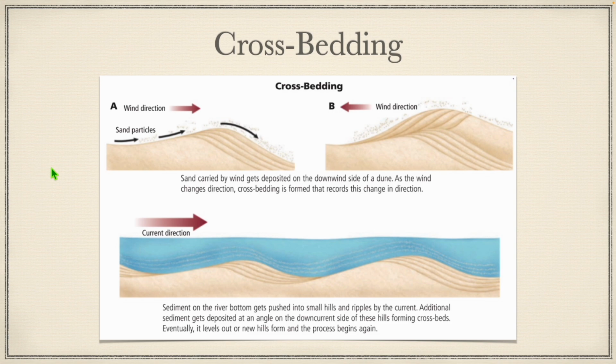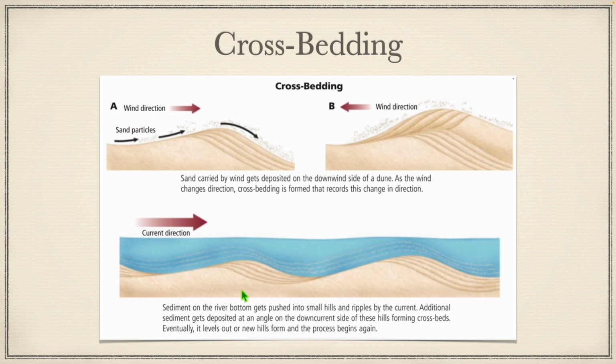So how does cross bedding form? Imagine you have a dune here. The sand carried by wind gets deposited on the downwind side of the dune. So the wind is blowing to the right. It's blowing all this sand across here, and it's getting deposited on the downwind side of the dune. Now, if the wind changes direction, well, now you get the dune forming this way. So our downwind side is over here. So you're getting these layers formed in this direction. So here's our cross bedding forming right here.